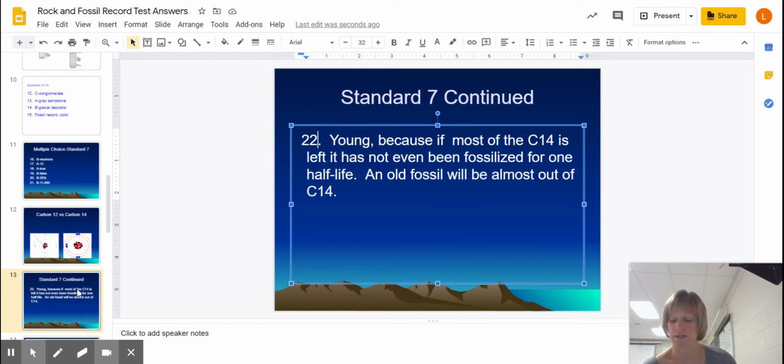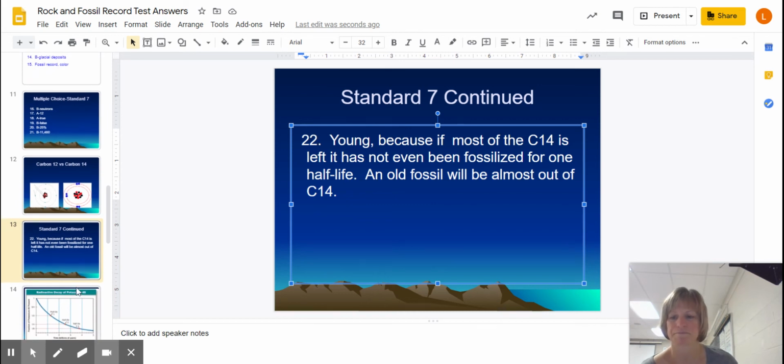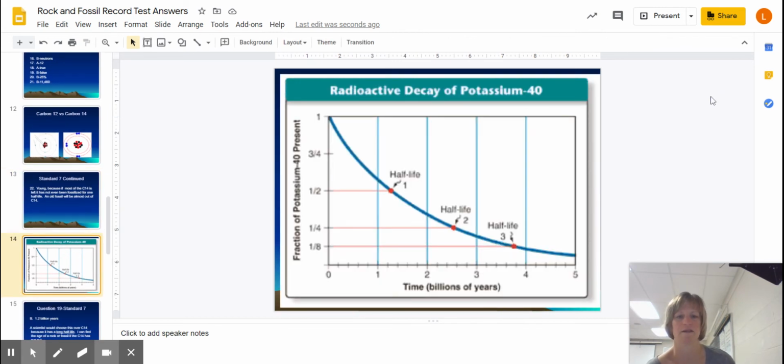Okay, so now continuing on with standard 7, you had this graph to analyze. So this is showing the radioactive decay, which just means the breakdown of potassium 40. Potassium 40 is a radioactive unstable form of potassium, just like carbon 14 is an unstable form of carbon. And so there are two questions that go with this. Question number 23 asks you, how long is one half-life for potassium 40? So here's what you have to do. You have to say, whoop, right there is when there's half of it left. That's one half-life.